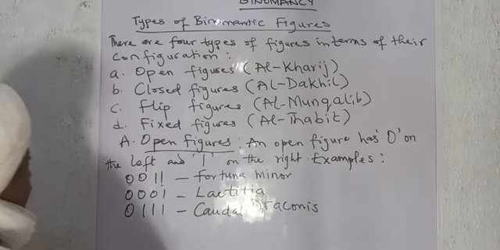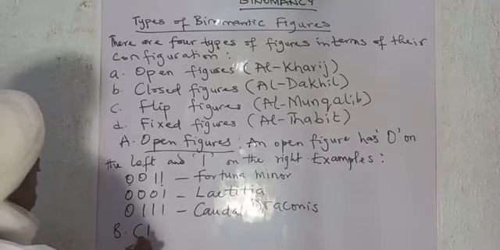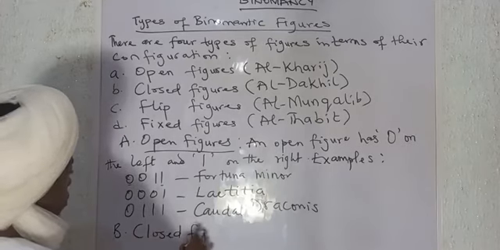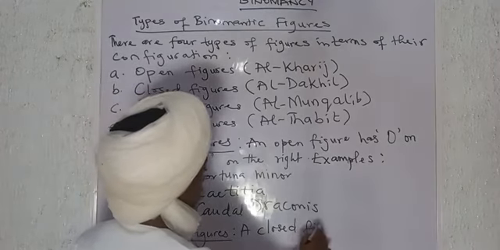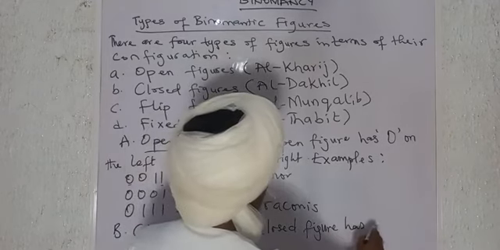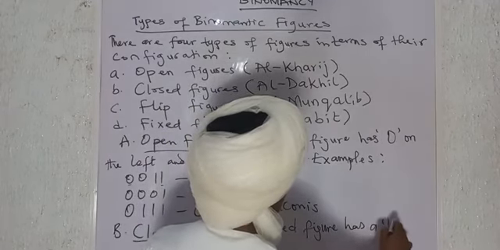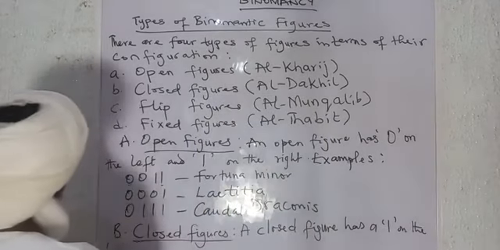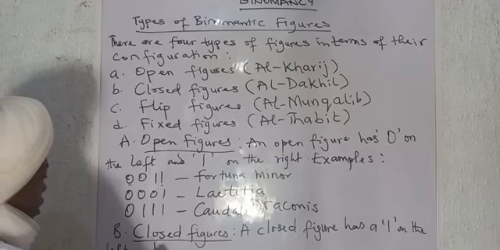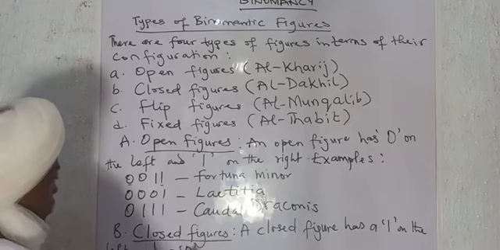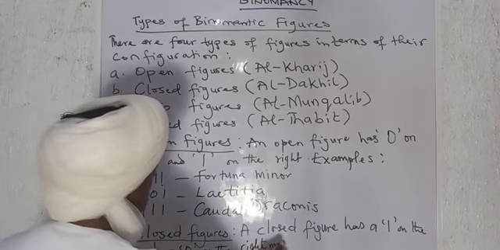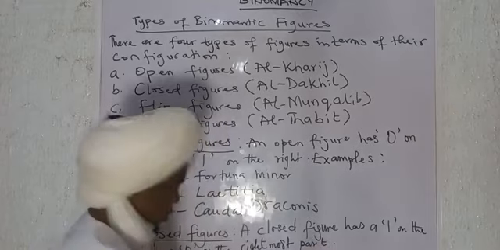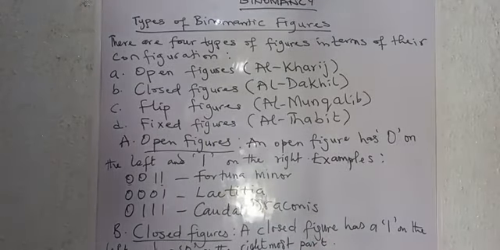Now let's look into closed figures. A closed figure has a 1 on the left, it is the opposite of the open figure, and a 0 on the rightmost part. That's the definition for a closed figure.